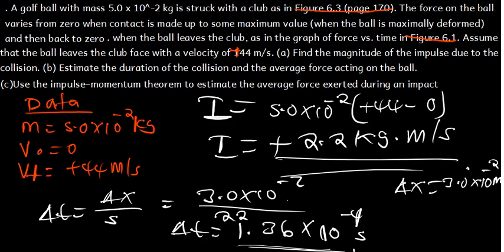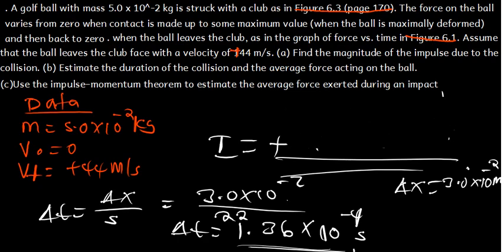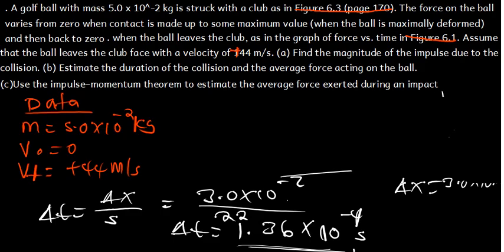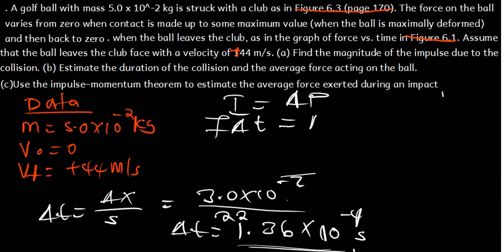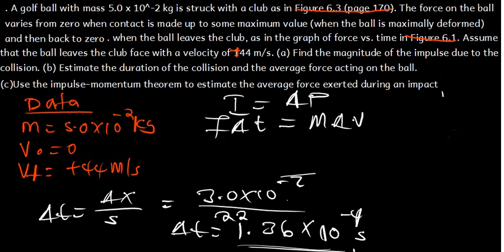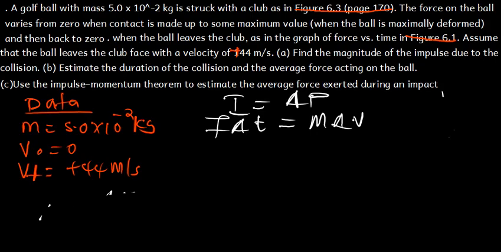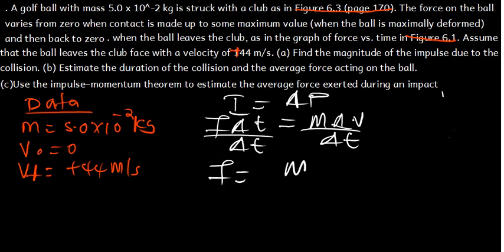Now, what of the force? After estimating the time, we can now estimate the average force. Remember, we said impulse is equal to the change in momentum. Impulse is the force times the change in time, and the change in momentum gives us mass times the change in velocity. From here, I'm going to divide both sides by the change in t. So the force is equal to the mass times change in velocity over the change in time.